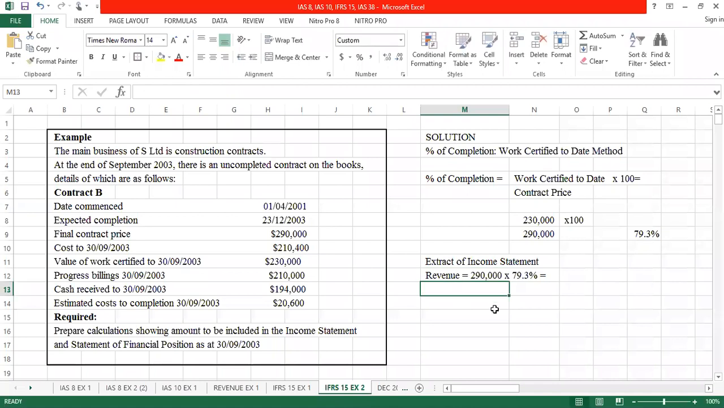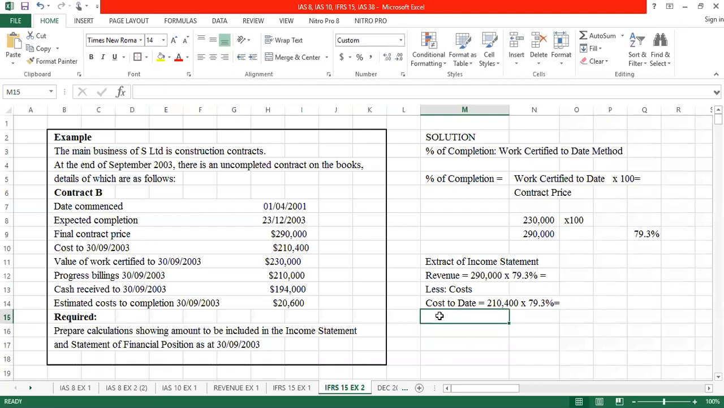Next, you less costs. So there is cost to date. What is cost incurred to date? Cost to date is 210,400. So it will be 210,400 times 79.3%. You get your answer.